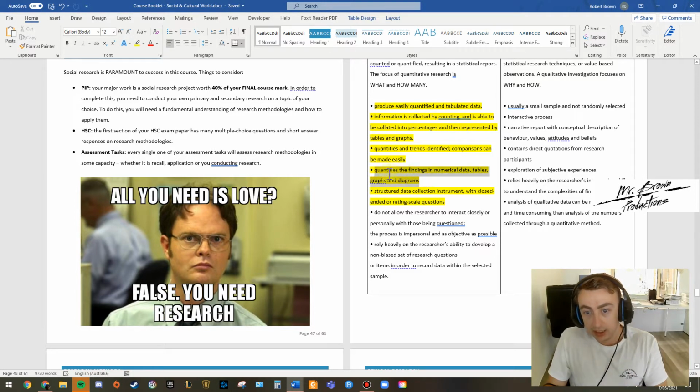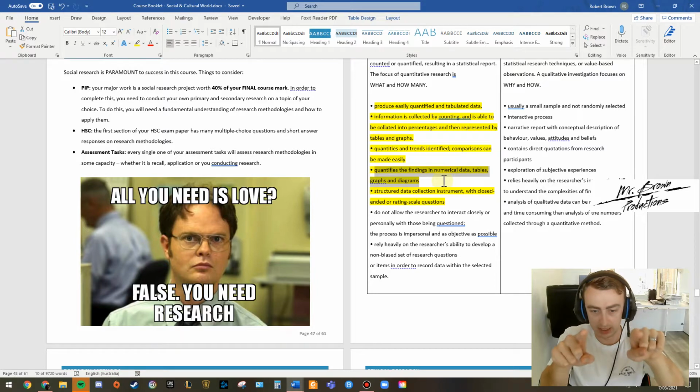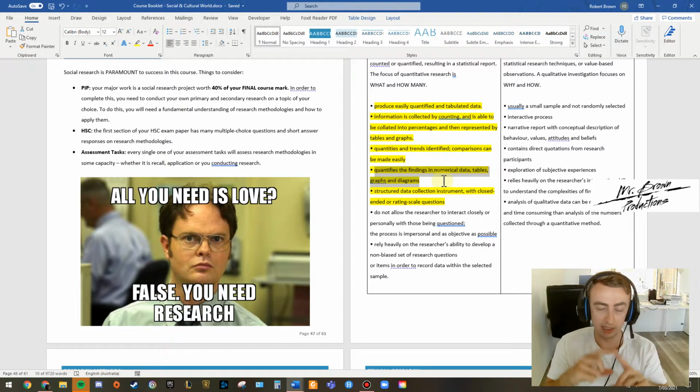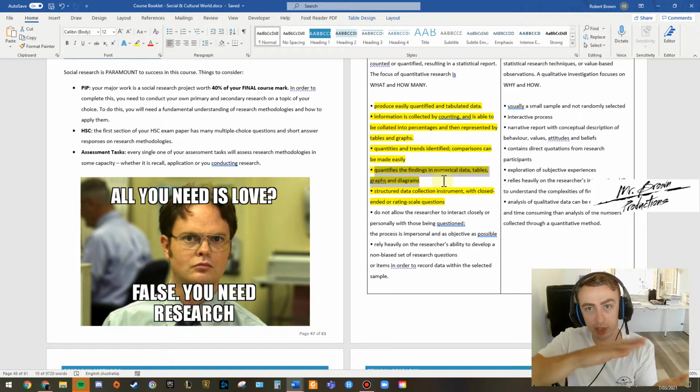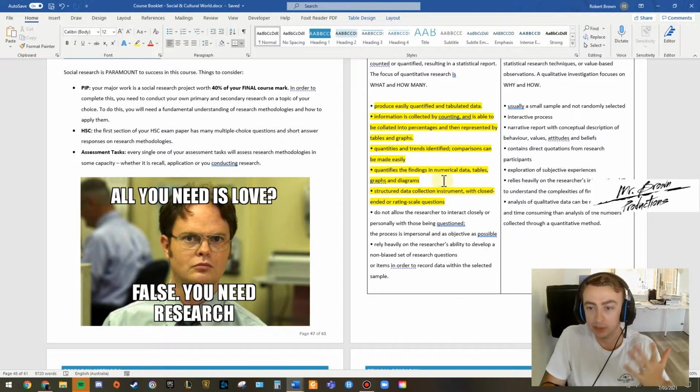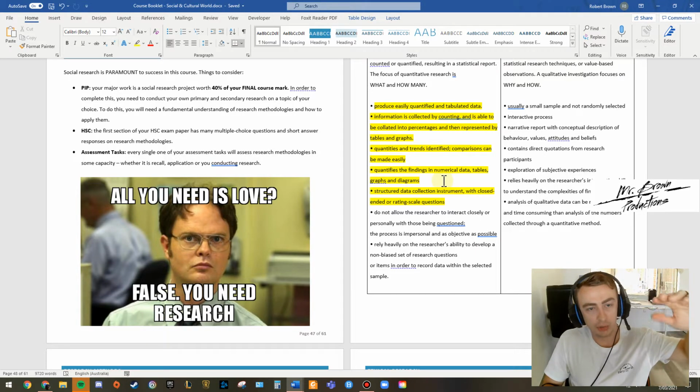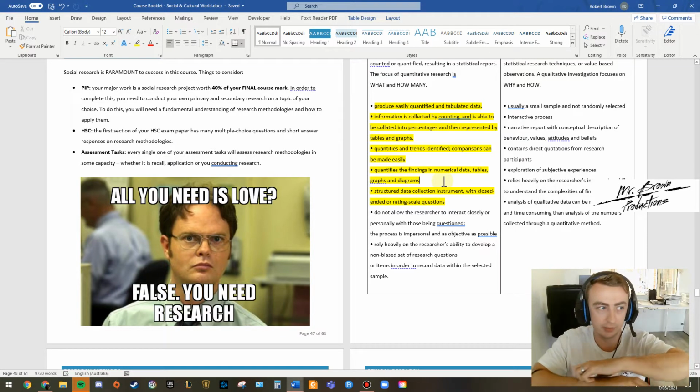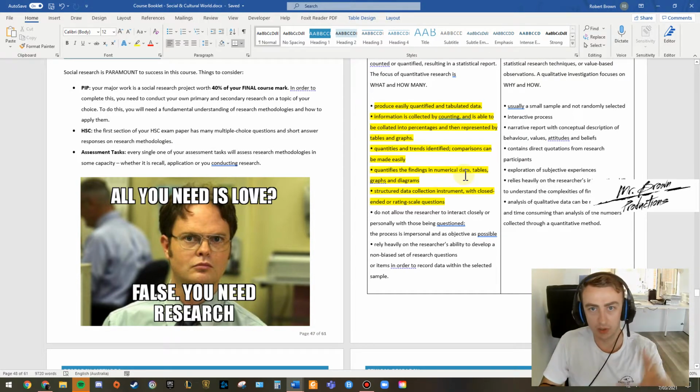Another strength here is that it quantifies the findings in numerical data, tables, graphs, and diagrams. So again, we're just hounding on about being able to put the information into easy to read tables, graphs, and diagrams. Google Forms will do that for you as well. They'll give you little pie charts of the percentages of people that agree with such and such. They can give you column graphs and bar graphs as well. It just makes things easier to read. Would you rather see a bunch of percentages and numbers down a screen, or would you rather look at something like a pie graph or a column graph where it's all organized and it's got colors to differentiate the information? So that makes it easier.